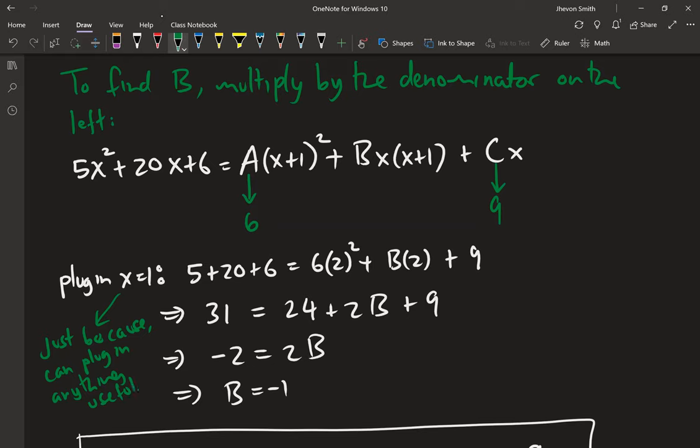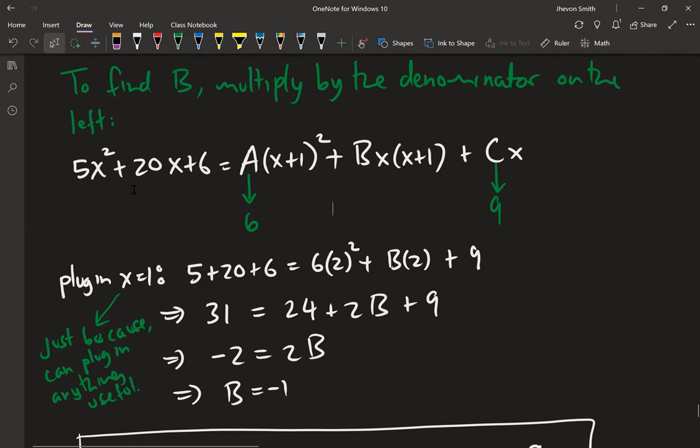Right? So I just picked 1 because 1 is just an easy number to deal with. Now, ordinarily, I would pick 0, but if I pick 0, 0 would kill the B, right? Because the B right here, you have a BX time, da da da. So you plug in anything convenient. Plug in the smallest number.